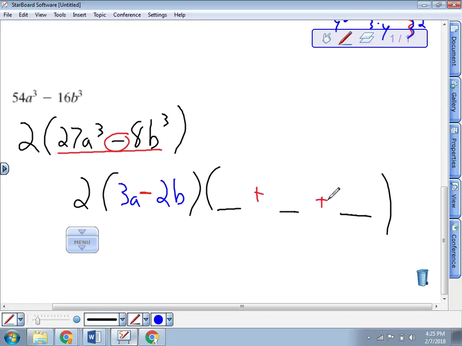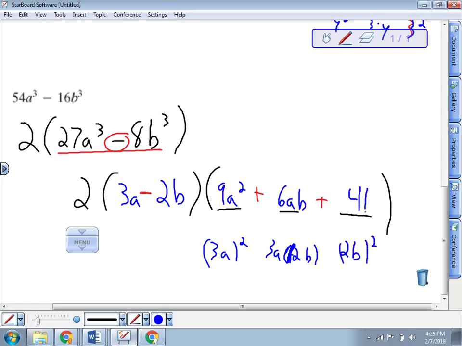First term comes from squaring the 3a. So we take 3a and we square it. Well, that's going to be 9a squared. The middle term comes from multiplying them together. 3a times 2b. The sign doesn't matter here, it's just 3a times 2b. Our sign is already determined. So that's going to be 6ab. And then the last one comes from the 2b squared, which is going to be 4b squared.